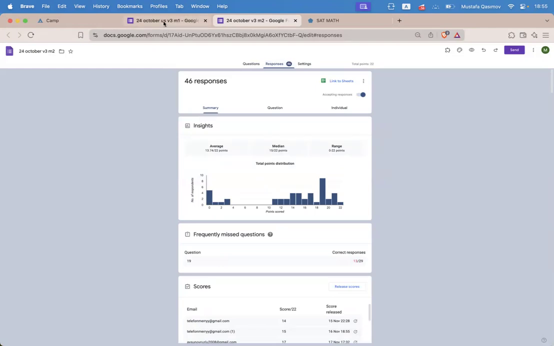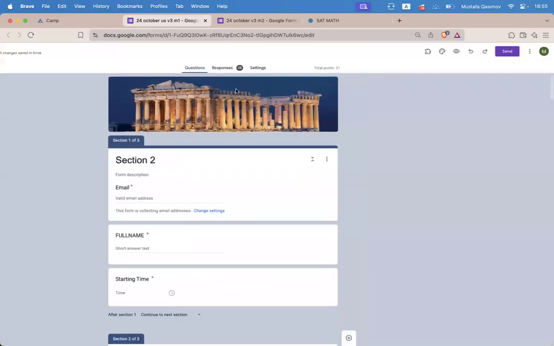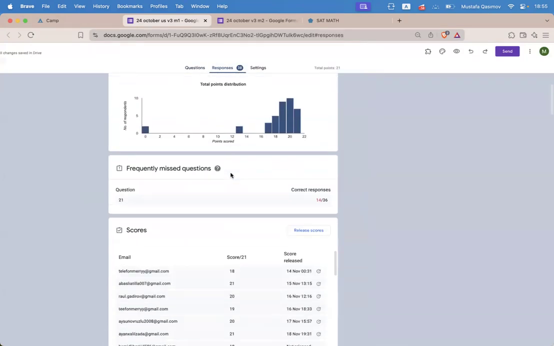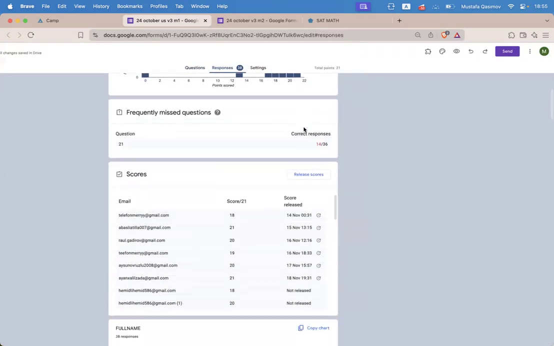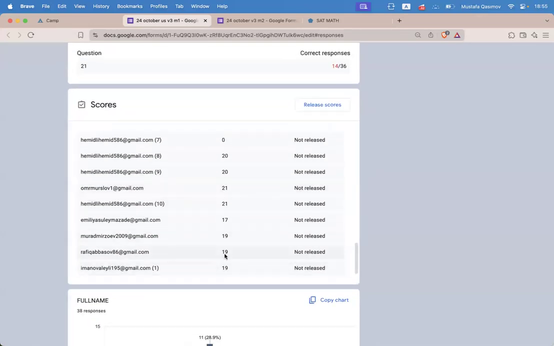Also, let's look at your scores. Leyla 19, Shane 19, Murat 19, Emilia 17.